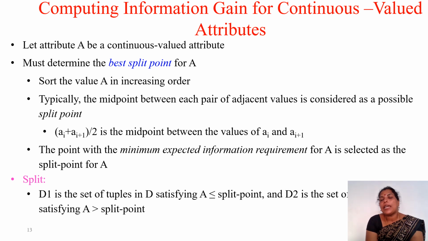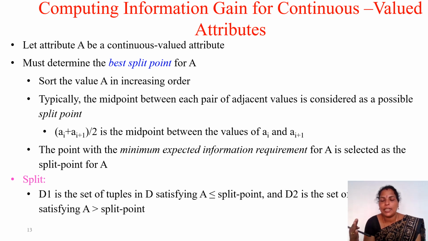So next is computing information gain for continuous valued attributes. Suppose in the table, any continuous valued attribute is given, for example age is continuous valued. In the table itself it is given in three categories: less than or equal to 30, 31 to 40, and greater than 40. Suppose it is not given like this, then how do we handle that continuous attribute? For that we have a methodology: let attribute A be a continuous valued attribute, say age. Now we must determine the best split point for A.